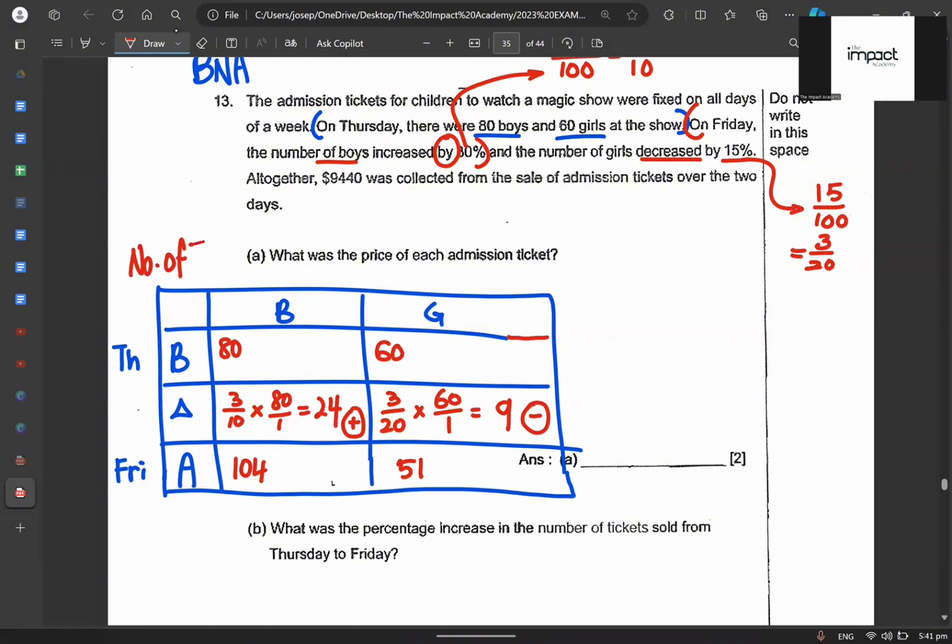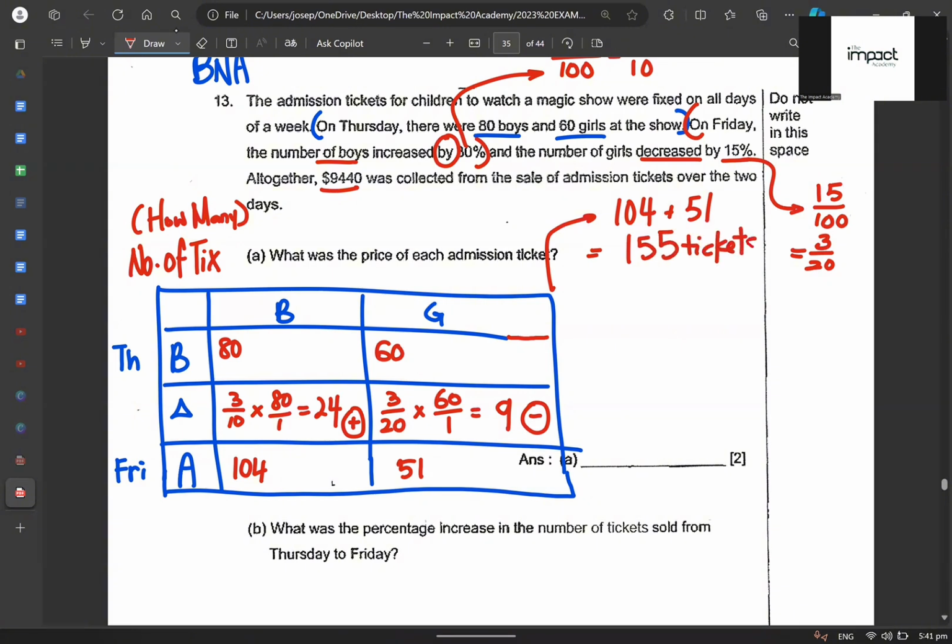Is this the value? No, this is how many, not how much. Am I making sense? Well, the question says what? $9440 was collected from the sale of the tickets. So how many tickets do you sell? 104 plus 51, which equals 155 tickets.